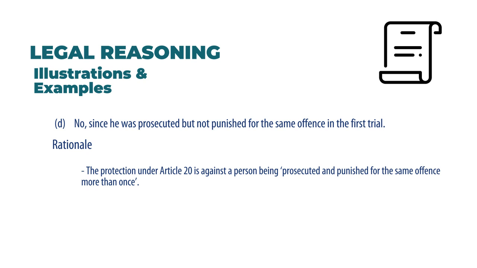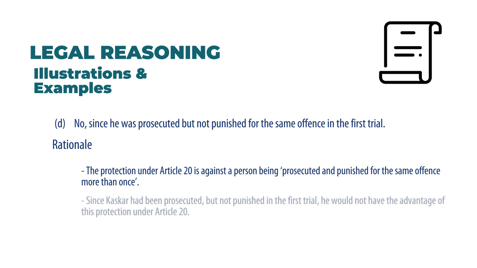The protection under Article 20 is against a person being prosecuted and punished for the same offence more than once. Since Kaskar had been prosecuted but not punished in the first trial, he would not have the advantage of this protection under Article 20. For the same reason, C cannot be the correct answer. While options A and B may be true, they do not address the issue of whether the protection under Article 20 applies in this third trial, and so neither A nor B can be the correct answer.